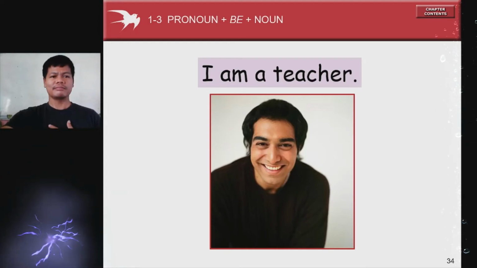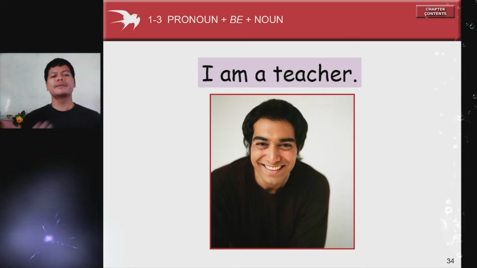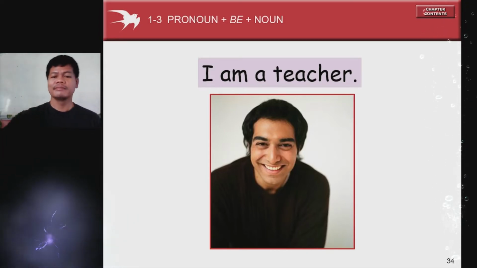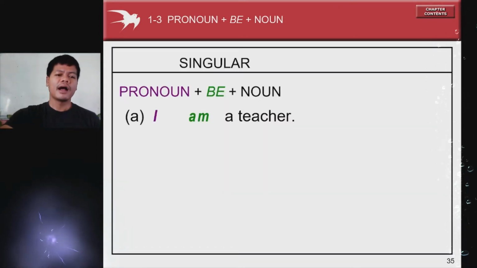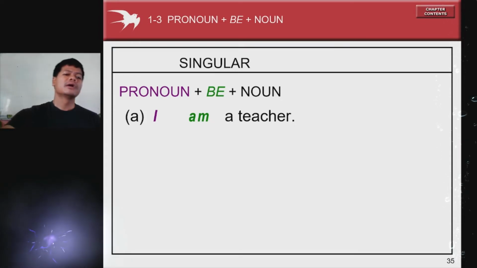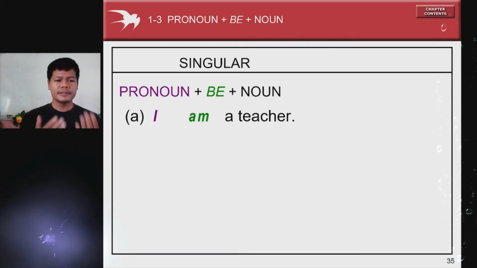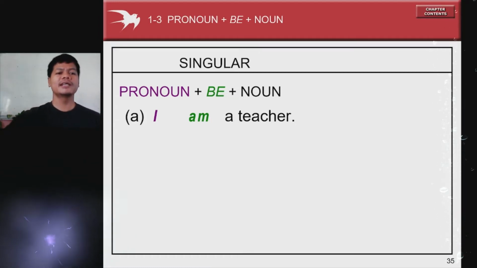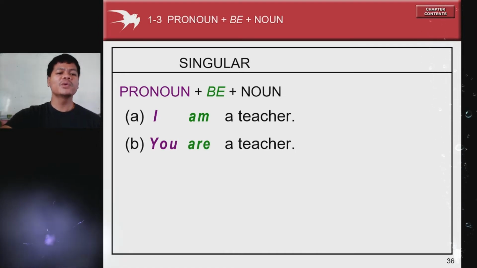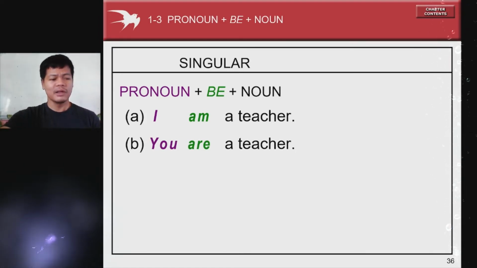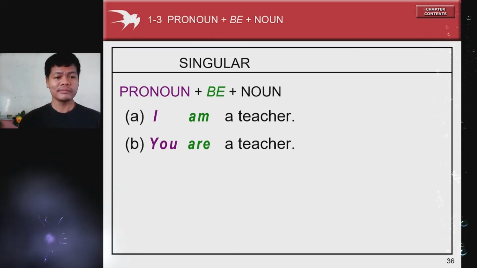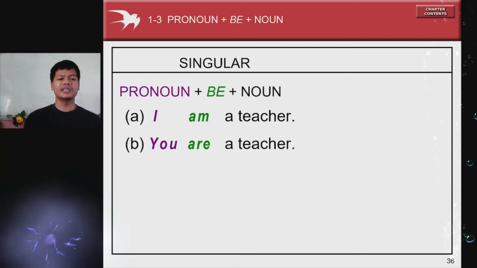Okay. I'm a teacher. Pronoun plus be plus noun. I'm a teacher. Okay, Nick is a teacher. He is a handsome man. Looks like me. Okay, do you know? I am a teacher. I is a pronoun plus be. Be is am plus noun, a teacher. Okay, it is singular. You are a teacher. This time we learn about pronouns. Do you know pronouns? I, you, we, they, he, she, it.